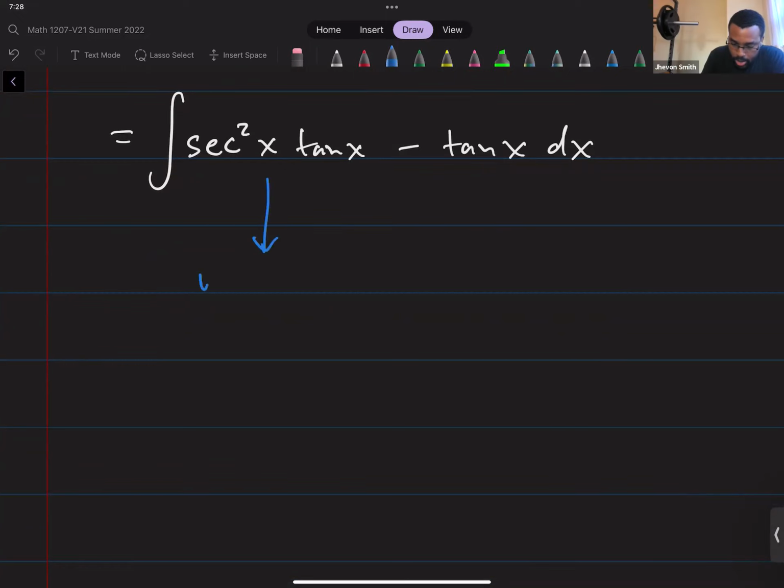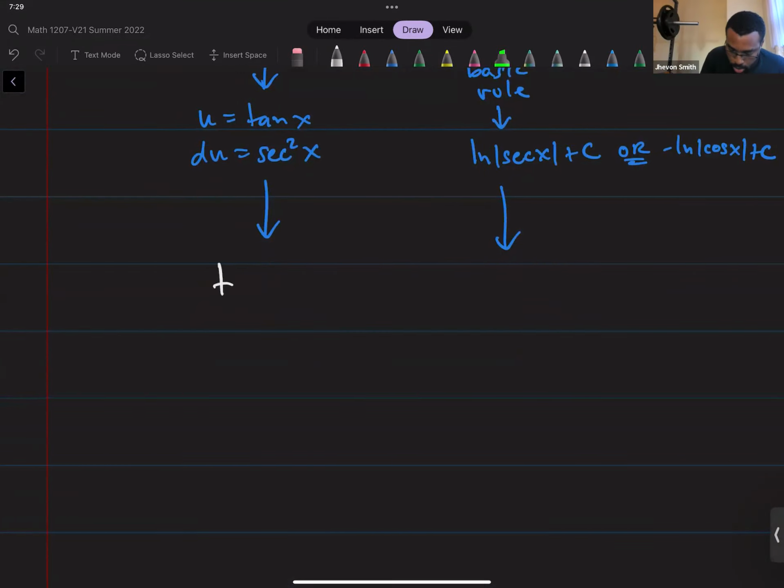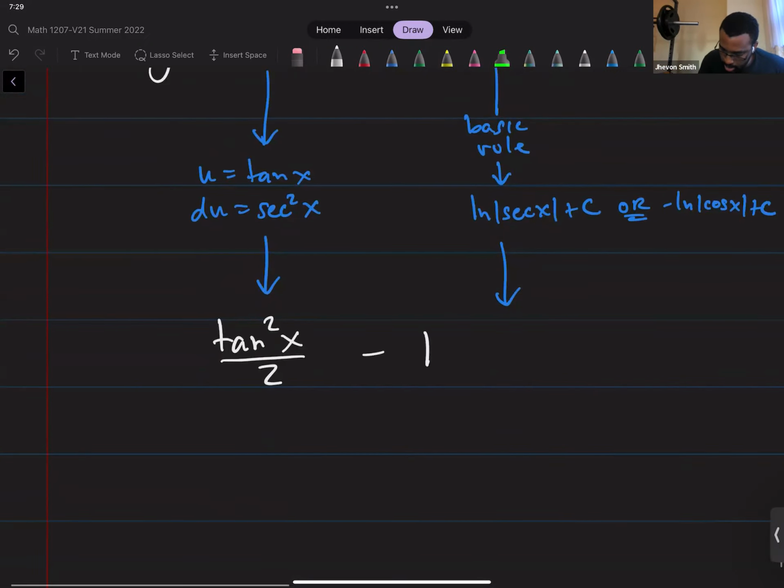In fact, here, I can do a u equals tangent, and my du is going to give me that secant squared. Here, this is actually a basic rule, right? We know this is like ln of secant, or it's minus ln of cosine. So of course, my u was tangent, my du would be a secant squared. So I just have the integral of u du. That's going to give me u squared over 2, which in this case is going to be tan squared over 2. And this is going to be minus ln of secant.